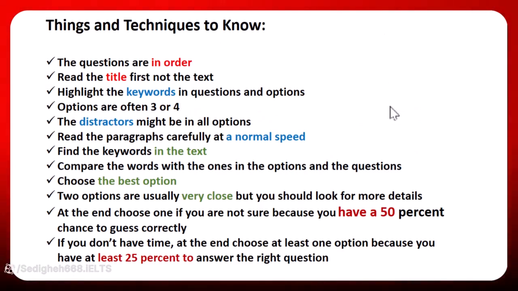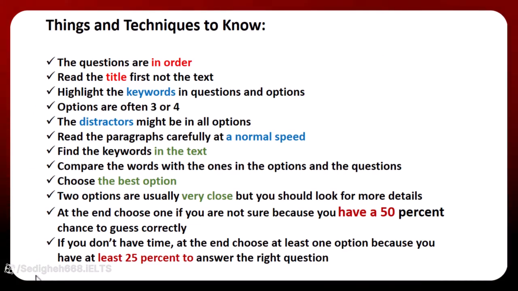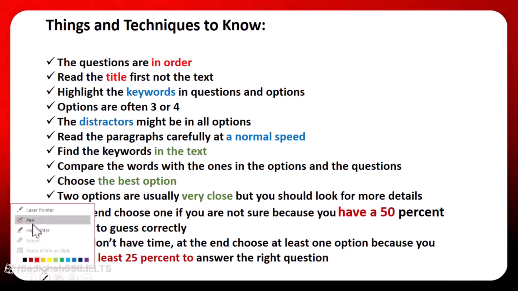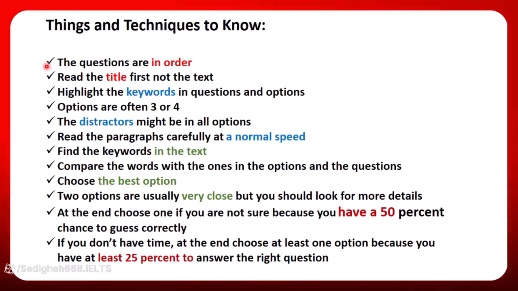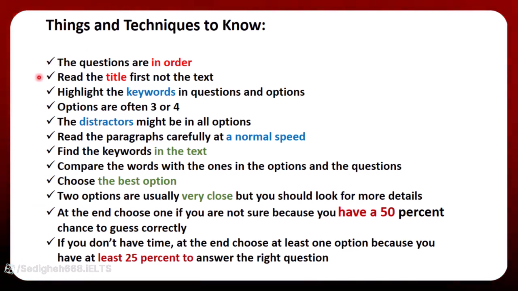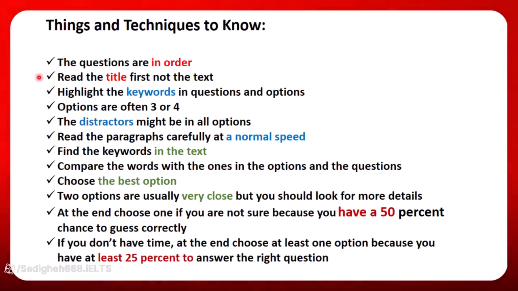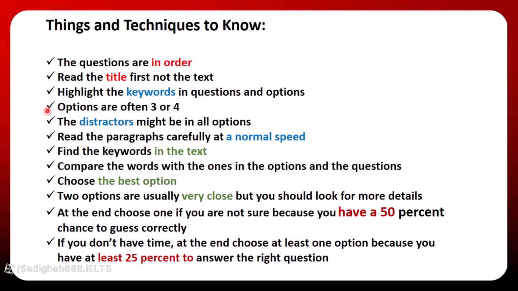First of all, there are some things that we have to remember when we want to do these types of questions. First of all, the questions are in order. Read the title first, not the text. Highlight the keywords in questions and options. Options are often 3 or 4. The distractors might be in all options.